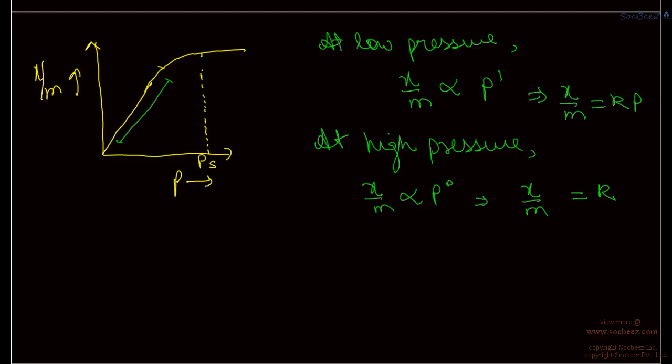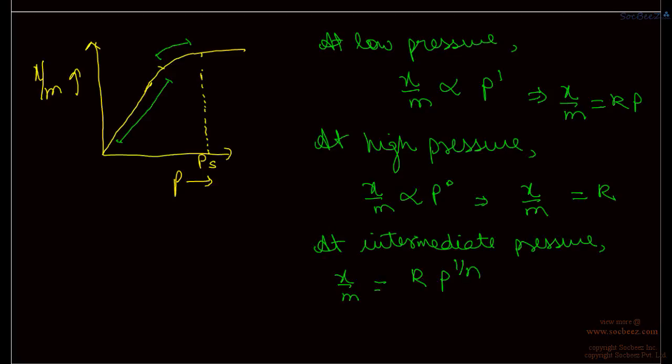Now, at intermediate pressures, this is the region we are talking about. At intermediate pressure, the variation of x by m versus P can be expressed as: x by m equals K P raised to the power 1 upon n.